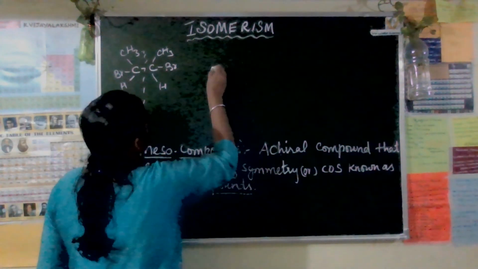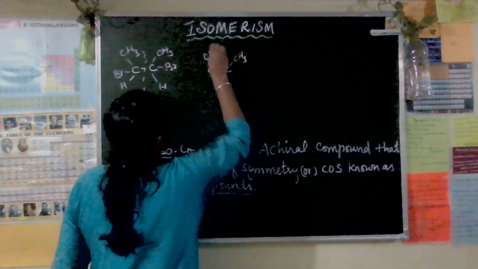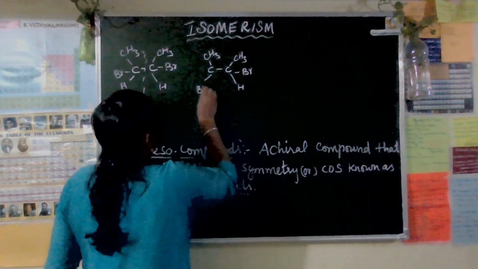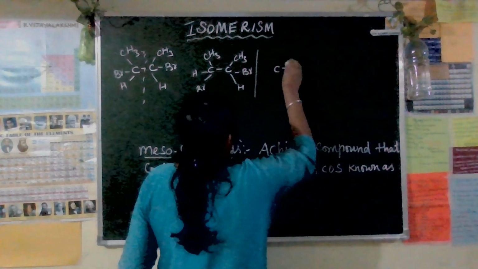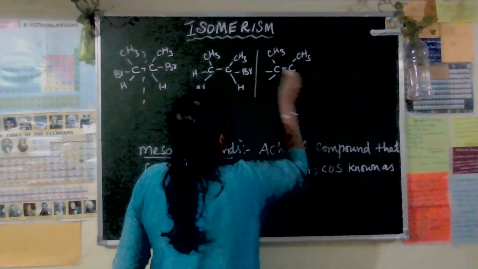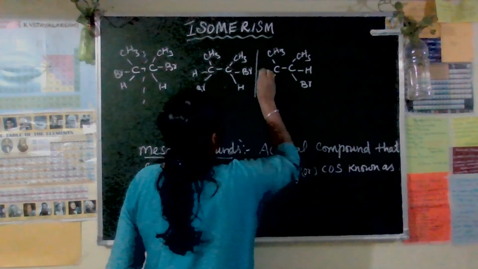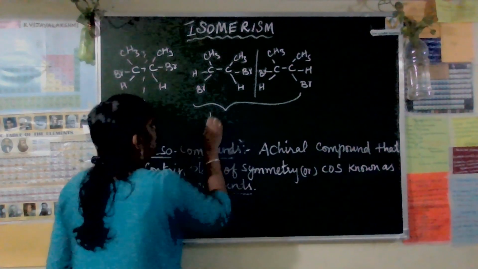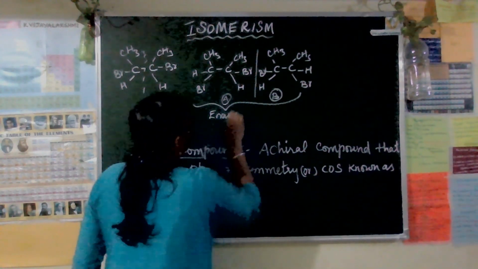Enantiomers: C single bond C, here CH3, here CH3. In this one, hydrogen, here Br, here Br, here hydrogen. The same way here, carbon connected with carbon, here CH3 and here CH3. Now here H, Br, the same way here hydrogen, Br. Now these two are showing enantiomers. This is part A and this is part B. This is what enantiomers are.